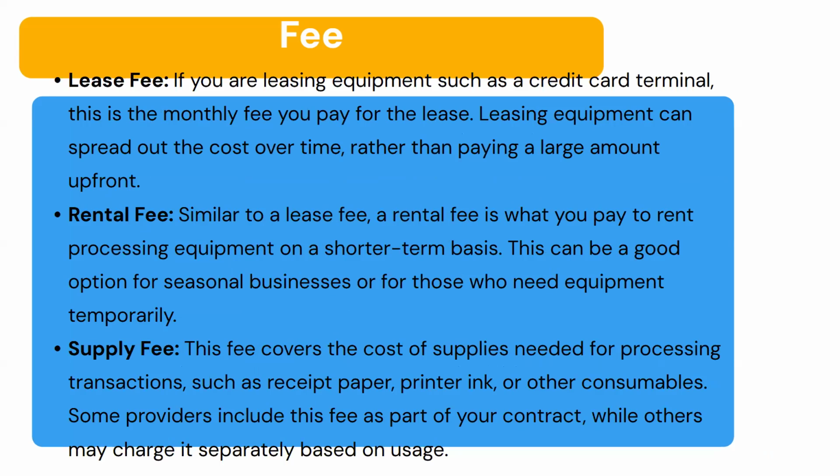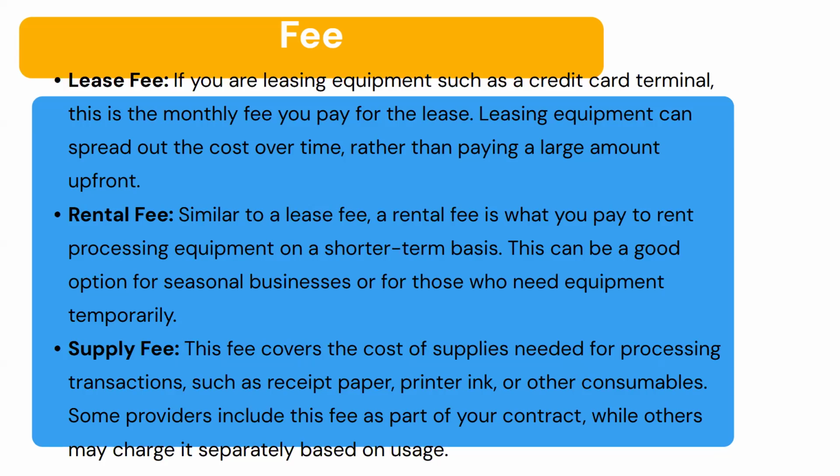We also have the lease fee. Well, if you are leasing an equipment, such as a credit card terminal, this is the monthly fee you pay for the lease. Leasing equipment can spread out the cost over time rather than paying a large amount upfront.